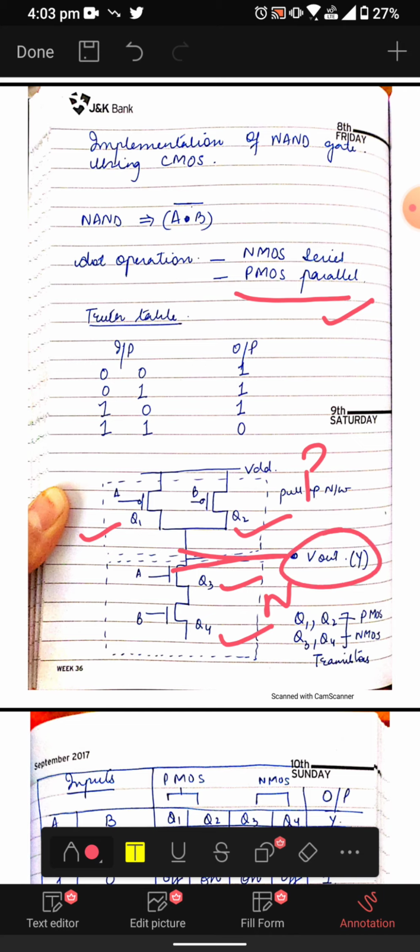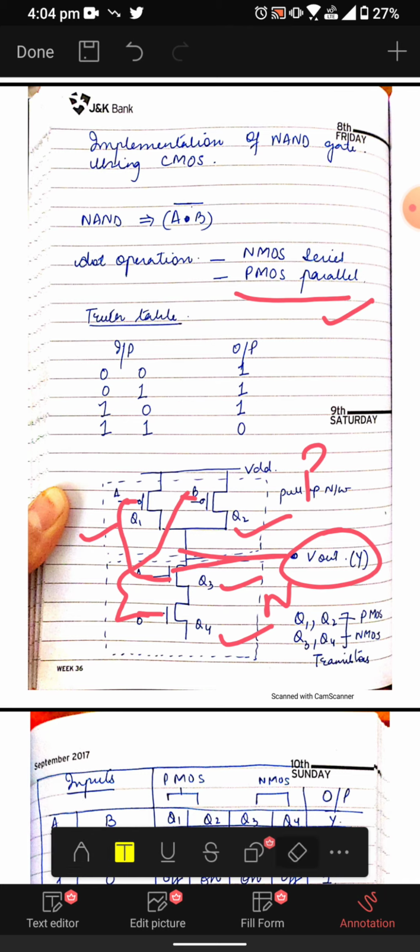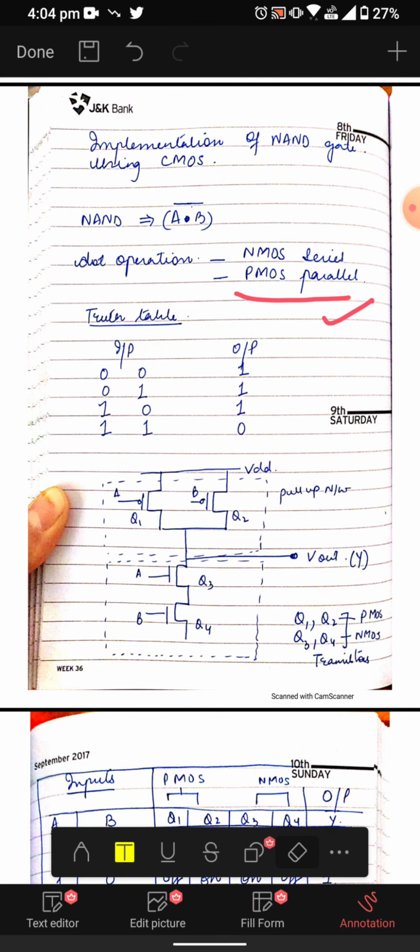Okay, the inputs are given to the terminals. A हम लोग दे रहे हैं Q1 और Q3 पे, B हम देते हैं Q2 and Q4 पे. Okay, so we can say that the gate of Q1 is shorted to gate of Q3 and gate of Q2 is shorted to Q4. Okay, let's see whether this configuration will work as a NAND gate or not.